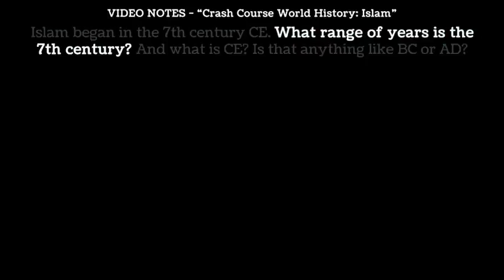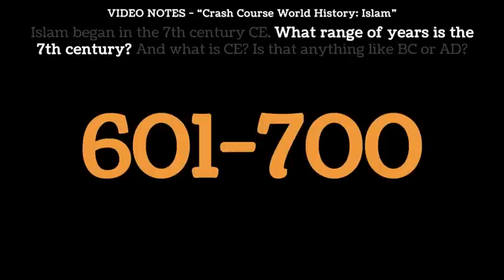The first part of the question asks, what range of years is the 7th century? Islam began in the 7th century. So a range, just like in math, a range has a starting number and an ending number. In history, it has a starting year and an ending year. And a century is a period of 100 years. So the range of the 7th century is 601 to 700.